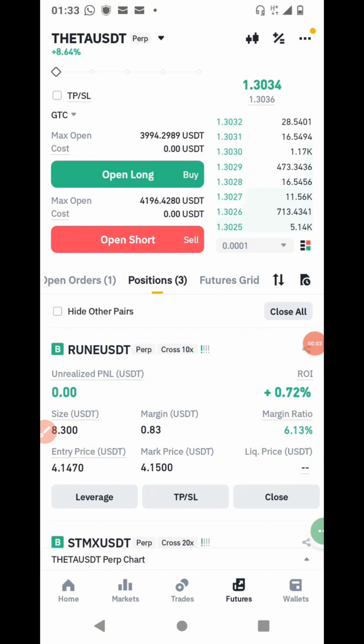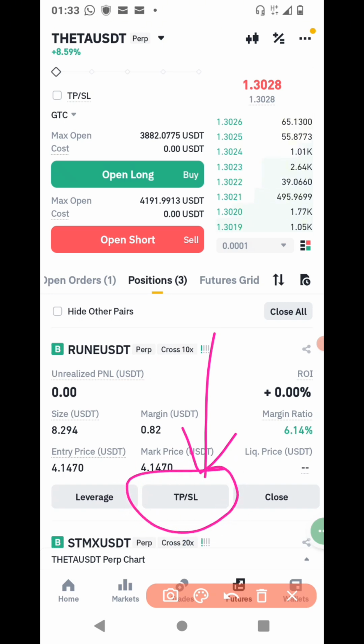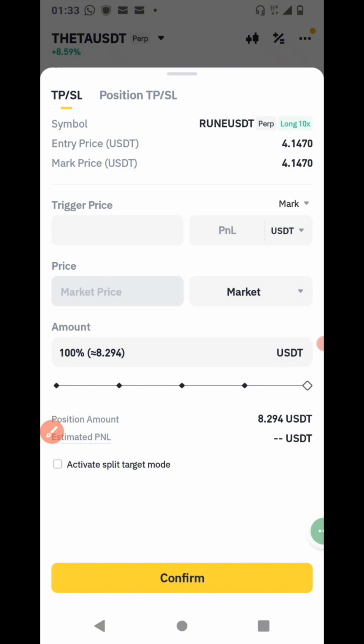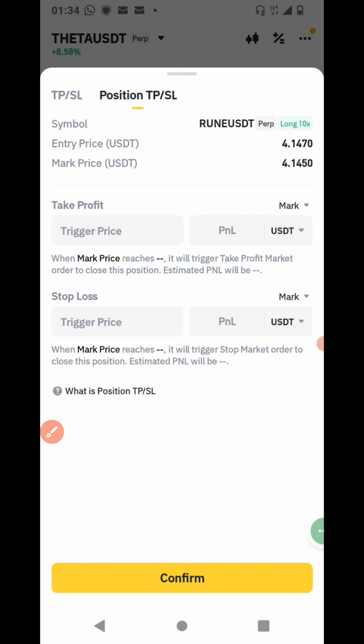All right, welcome to part 2. I said I wanted to show you something on Binance. When you set the scalpers method, the top gainer or top loser strategy, come to positions on Binance. Okay, positions, look at TPSL, tap on it real quick. All right, then when it opens up, click on position TPSL. All right, position TPSL, tap on it.